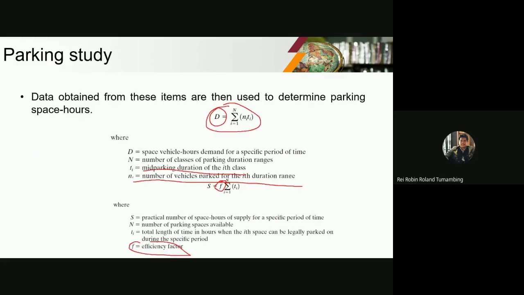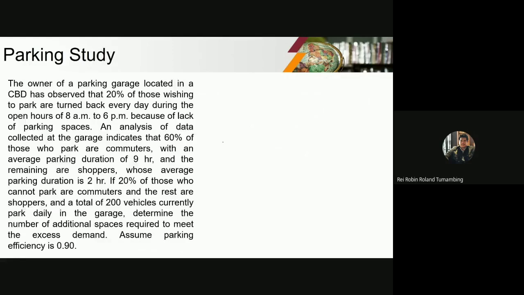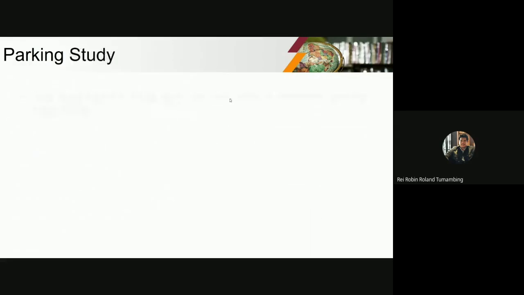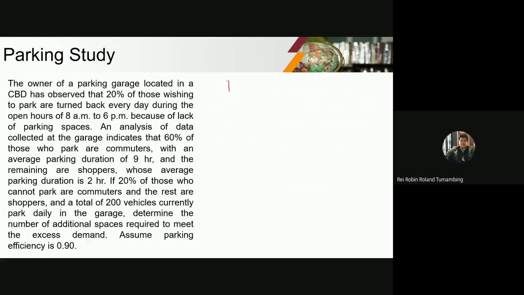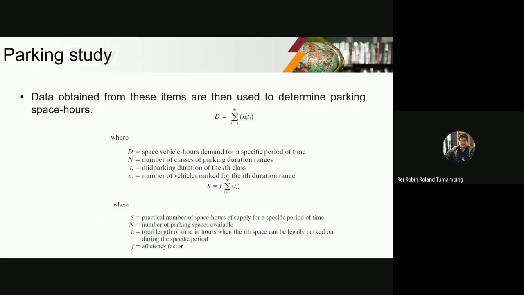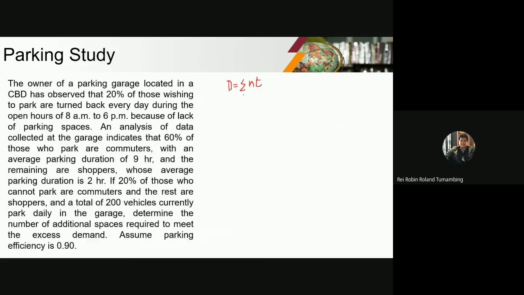Itong D. Okay? So, first, sige, sulat na lang natin. So, D is equal to summation of nT. Okay? Ganyan. So, first, we have to determine kung ilan yung nase-serve natin. Okay? Yung total space hours na kayang i-serve ng ating parking facilities.